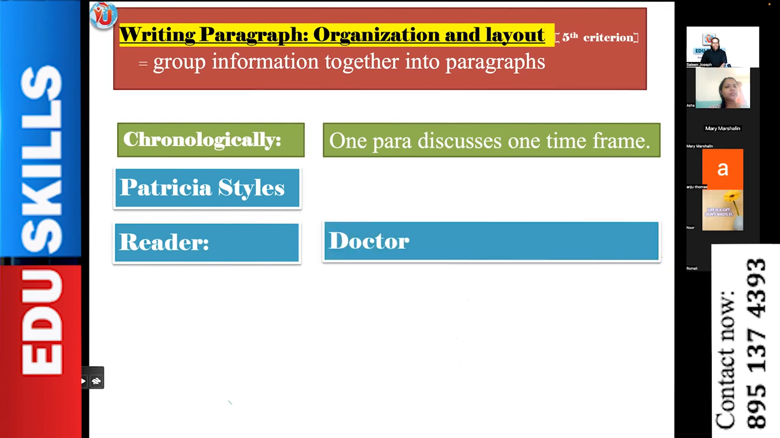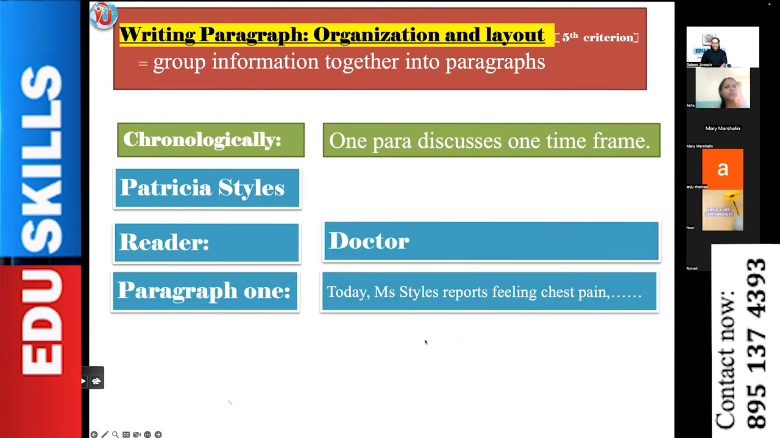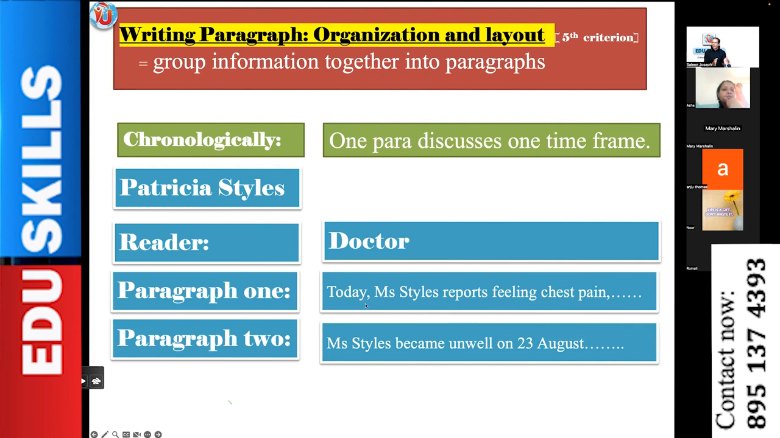See, Patricia Styles is the patient, the reader is the doctor. Paragraph one: today, Mr. Styles reports feeling chest pain, and so on. Today is the time frame. Paragraph two, instead of today, can mention a date, say 30th August 2019. So there is a time frame: Mr. Styles became unwell on 23rd August. Another time frame. The next paragraph speaks about what happened on 23rd August. Today means 30th August. So one time frame in paragraph one, another time frame in paragraph two.